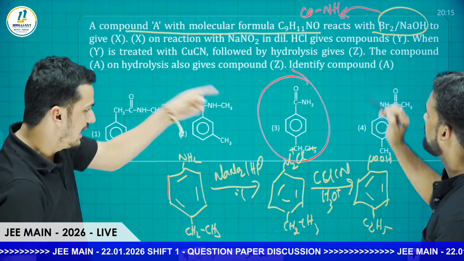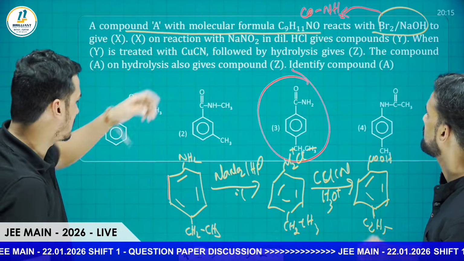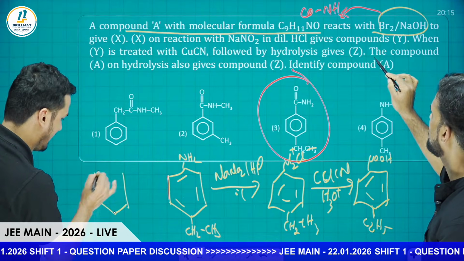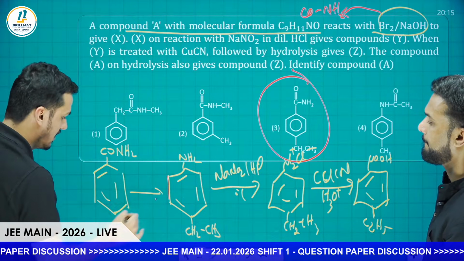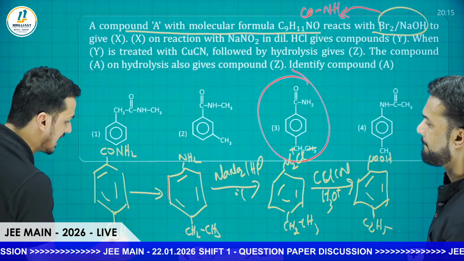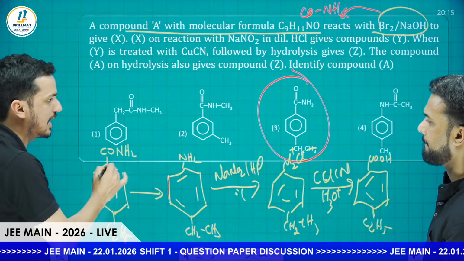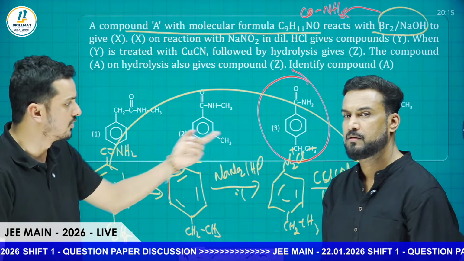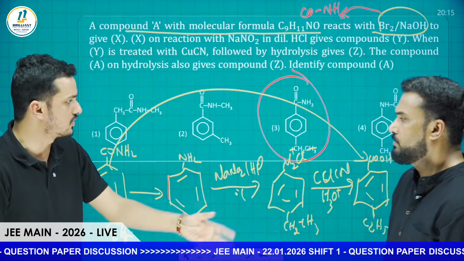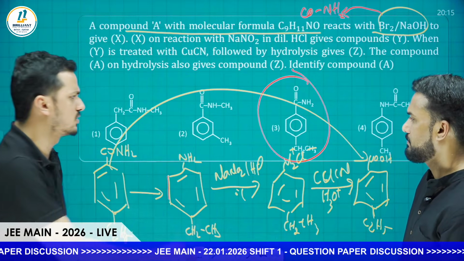Now again they are telling about your compound A, the CONH2 compound. If you directly conduct hydrolysis also, you will get this one. Yes, exactly. Amide on hydrolysis, you will get carboxylic acid. That's also correct. So option 3, I think they can choose this one.